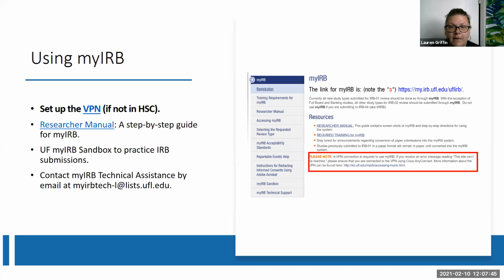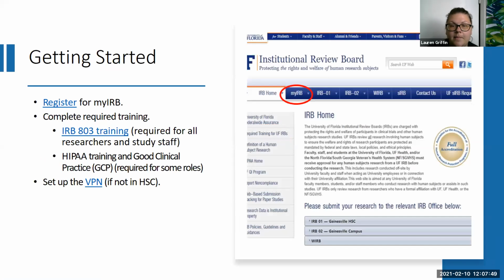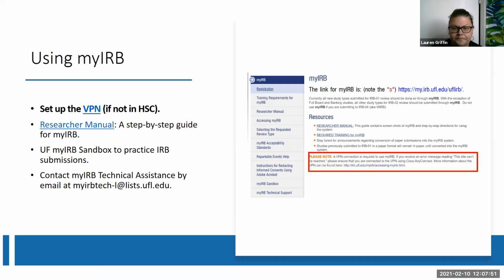If you go to the myIRB page, so if you click up here on myIRB, it'll take you down here. And then at the very bottom, there's information about how to make sure that you're connected to the VPN, how to make sure that everything is set up. So setting up the VPN is something that you'll do. You'll download it and you'll set it up on your computer once. And then whenever you need to access the website, you'll log in through the VPN, and that'll make sure that you can get into the system.